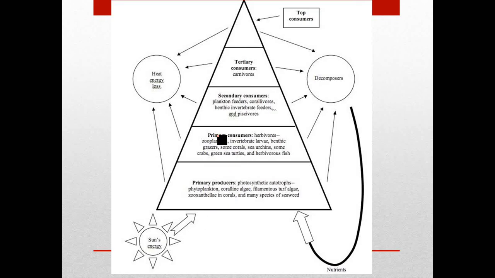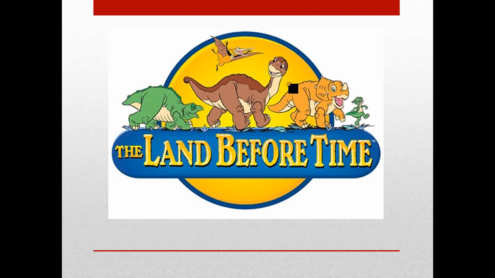Producers use the sun's energy, and then the consumers have to eat. That's the big thing. Producers make their own energy, and consumers have to eat other organisms in order to get energy.